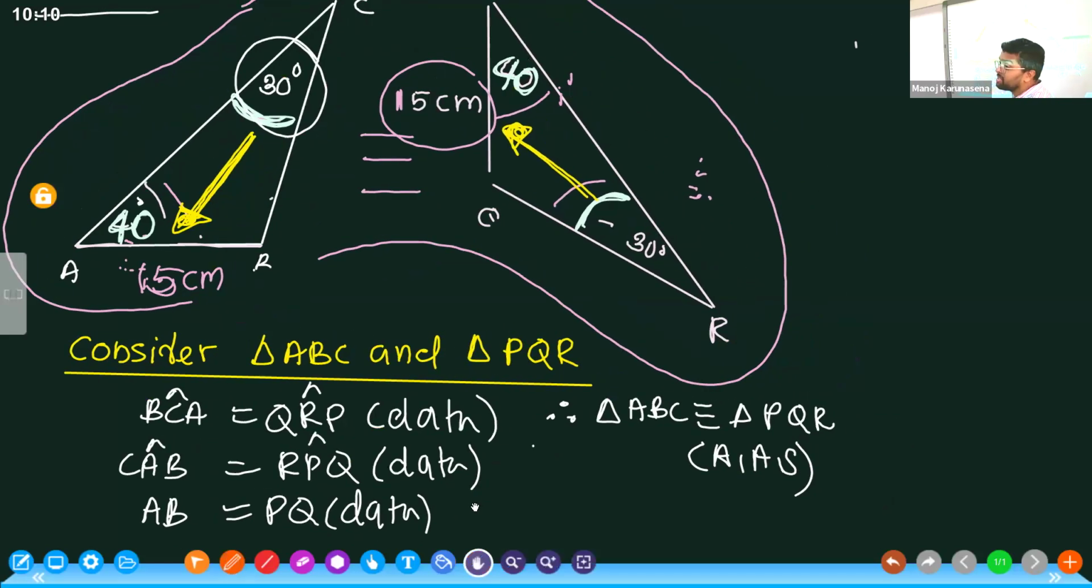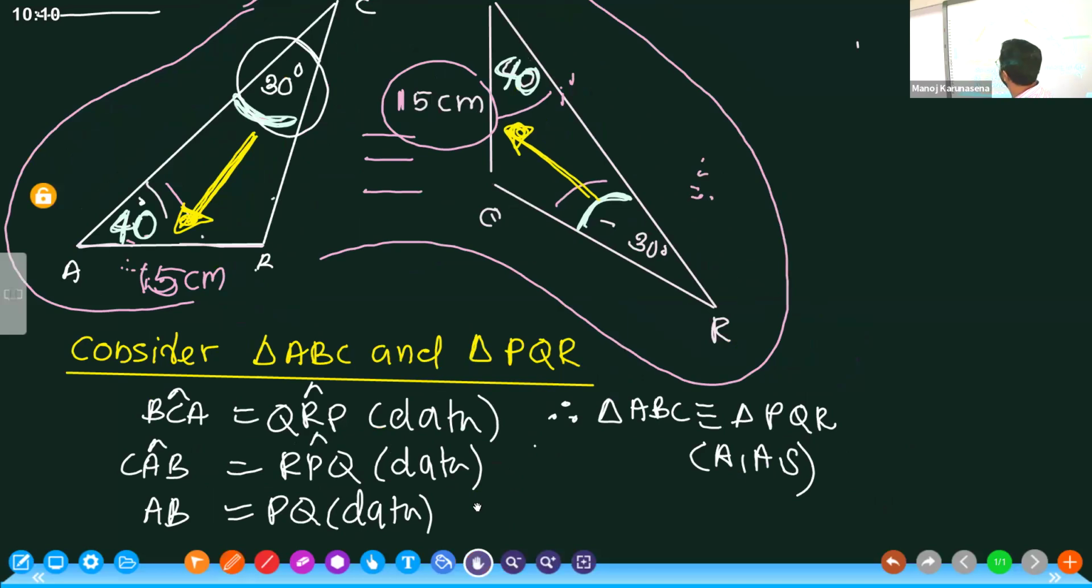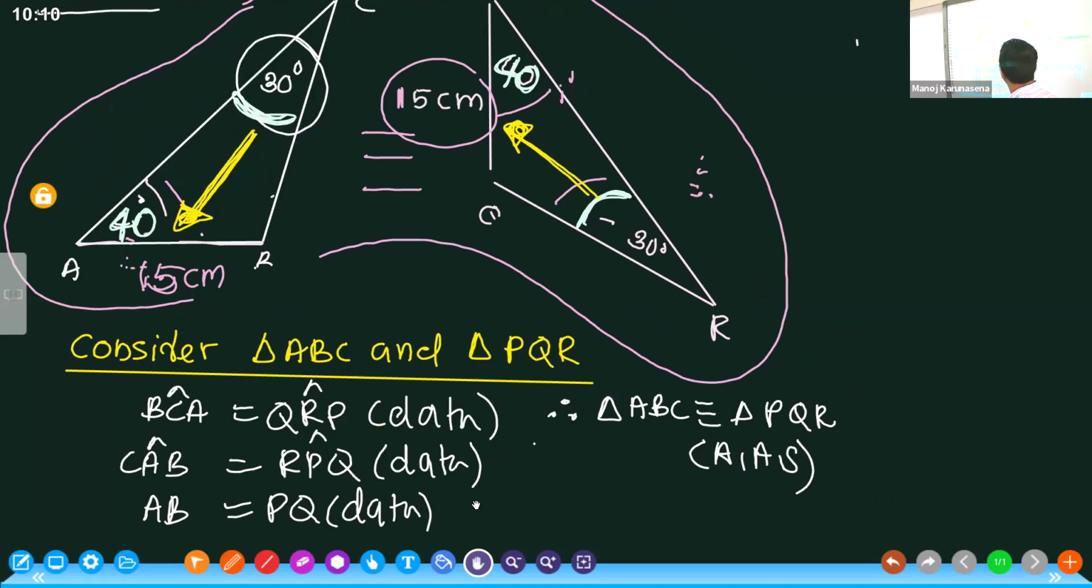Alright, can you please write the corresponding elements of these two triangles? The corresponding elements which are equal to one another. Can you write it by your own?